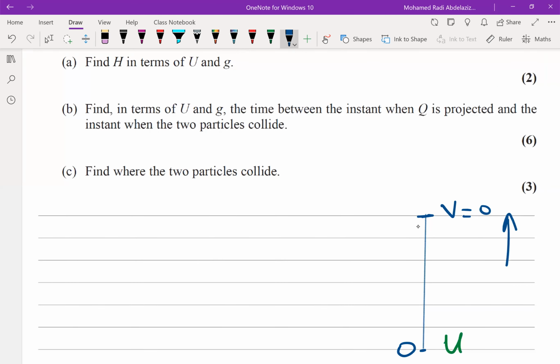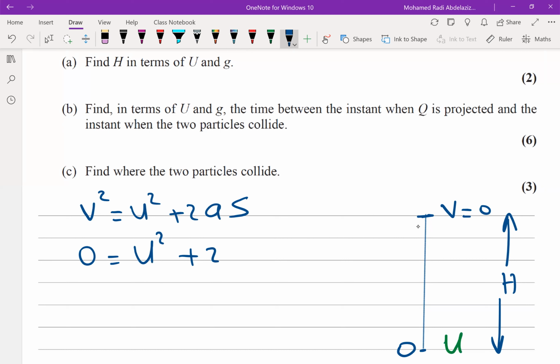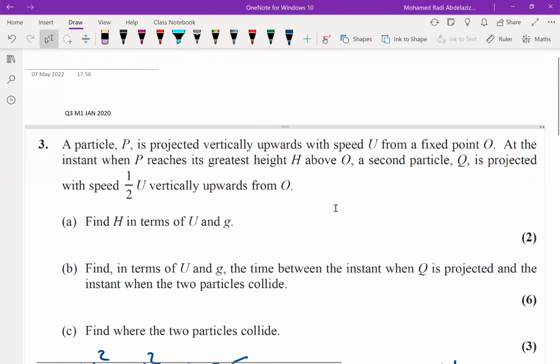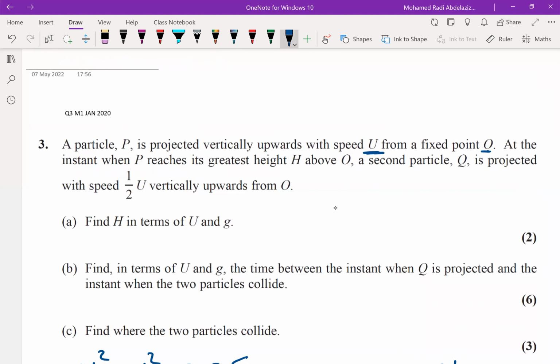You can find the equation of motion vertically up. We don't have time, so you can use v squared is equal to u squared plus 2as. The final velocity is 0, the initial velocity is u, the acceleration is negative g, and s is the height. Particle P is projected vertically up with speed u from a fixed point O, and at the instant when P reaches its greatest height above O, this part is done.